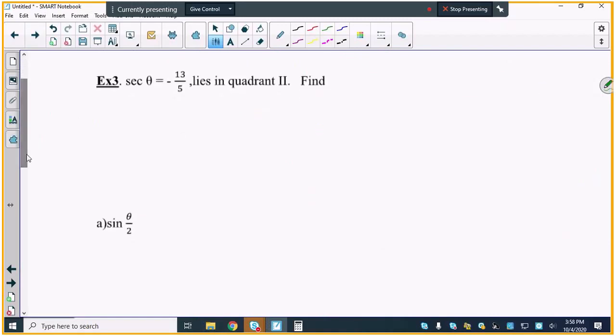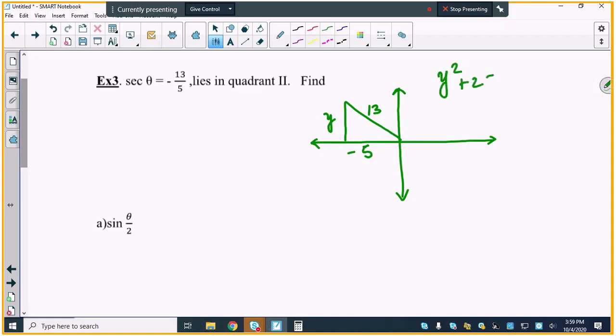Now I have secant, and I know that my theta is in quadrant 2. I'm going to find the half angle. So quadrant 2, secant is hypotenuse over adjacent. So adjacent must be -5 because hypotenuse is always positive. And I want to know why. Remember, in the second quadrant, y is positive.